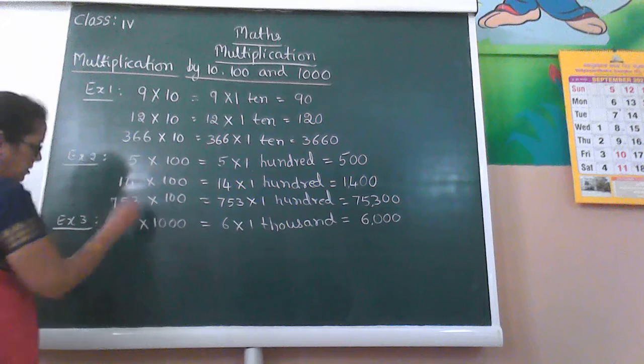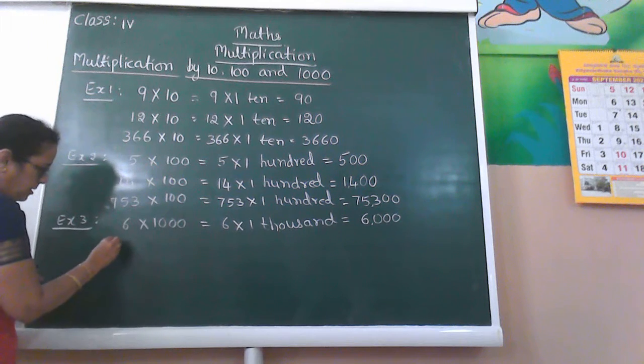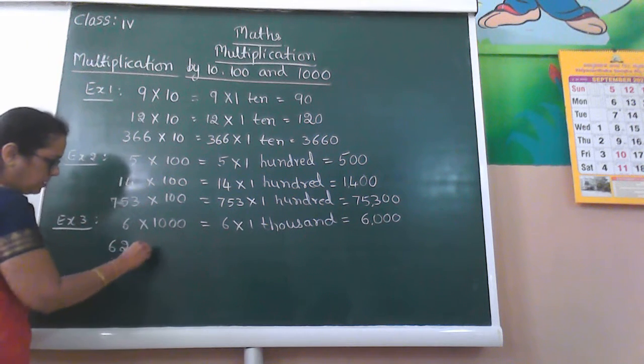So we will take 2 digits. That is 62 into 1000.